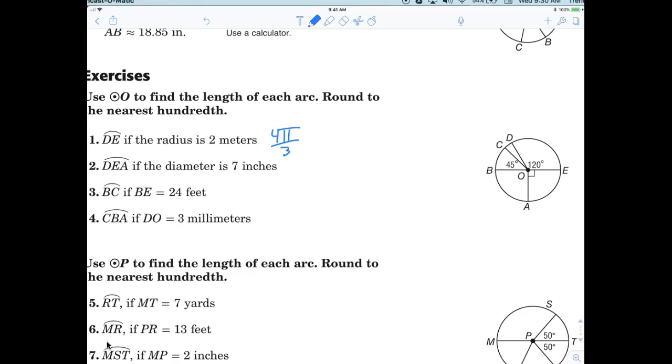Hear me out now. Make sure you're hearing me. 120 degrees is 1/3 of the circumference. The circumference of the circle is what? 4 pi. 1/3 of 4 pi is 4 pi over 3. That is how I want the answer. I want you to be able to tell me it's 4 pi over 3. And 4 pi over 3 is approximately how many units?